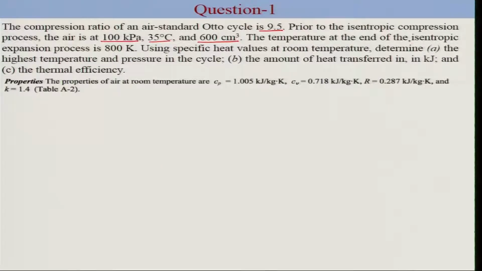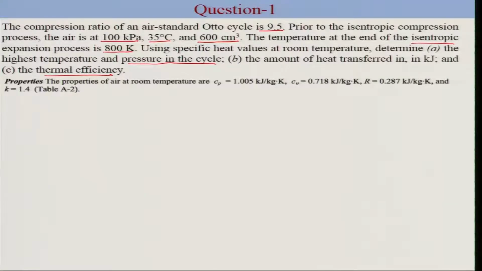The temperature at the end of the isentropic expansion is 800 Kelvin. Using specific heat values at room temperature, determine the highest temperature and pressure in the cycle, the amount of heat transfer in kilojoule and the thermal efficiency.